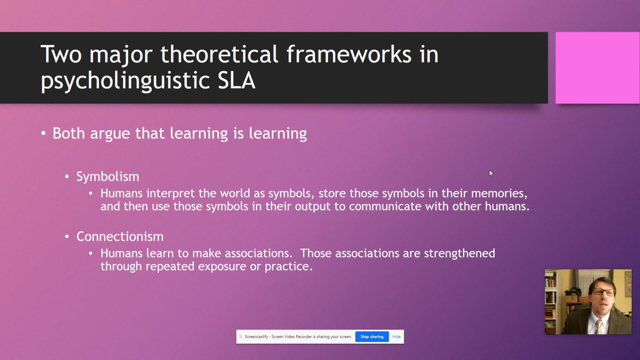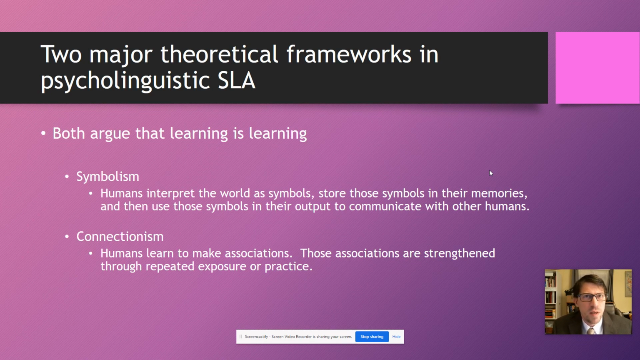So psycholinguistic SLA can be divided into two camps, the camp of symbolism and the camp of connectionism. They are different mainly in terms of how they view language itself and the way language interacts with human cognition. With symbolism, they believe humans interpret the world around them as symbols. They store these symbols in their memory and then use those symbols in their output to communicate their ideas to other humans.